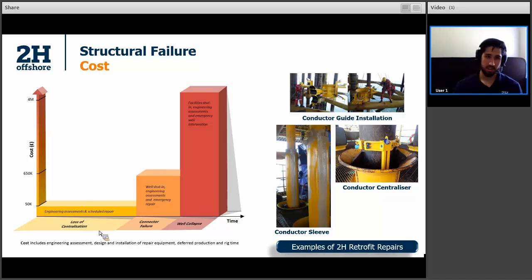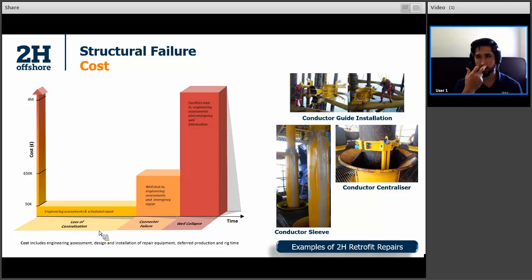here. Next along the line is maybe something worse where we have a connector failure. So we're seeing some leaks from a connector. That might cause a well shut-in, engineering assessments and emergency repairs. So that's going to cost you $500,000. Not really looking forward to that. And really down the real bad side is our well collapse. So, you know, facilities shut in, really losing a lot of money there, a lot of time as well, and a lot of effort.